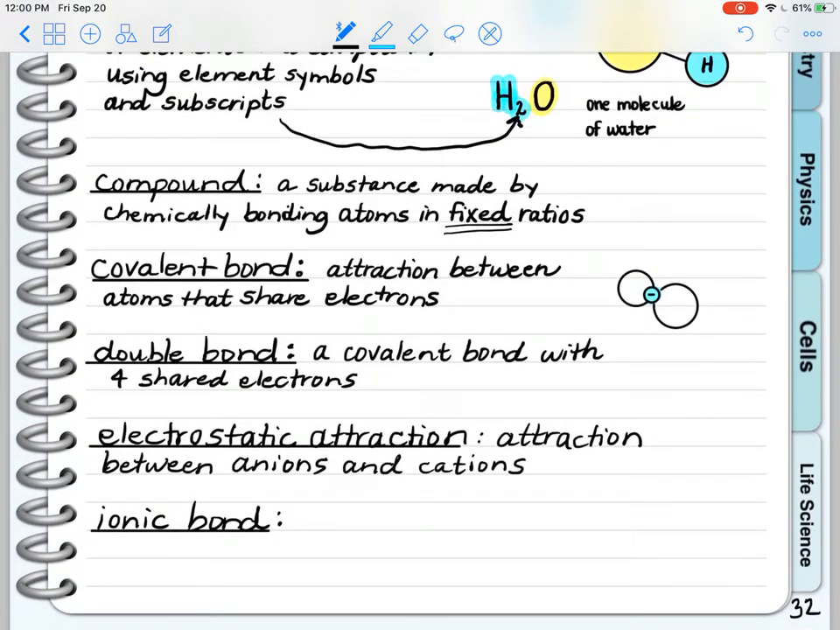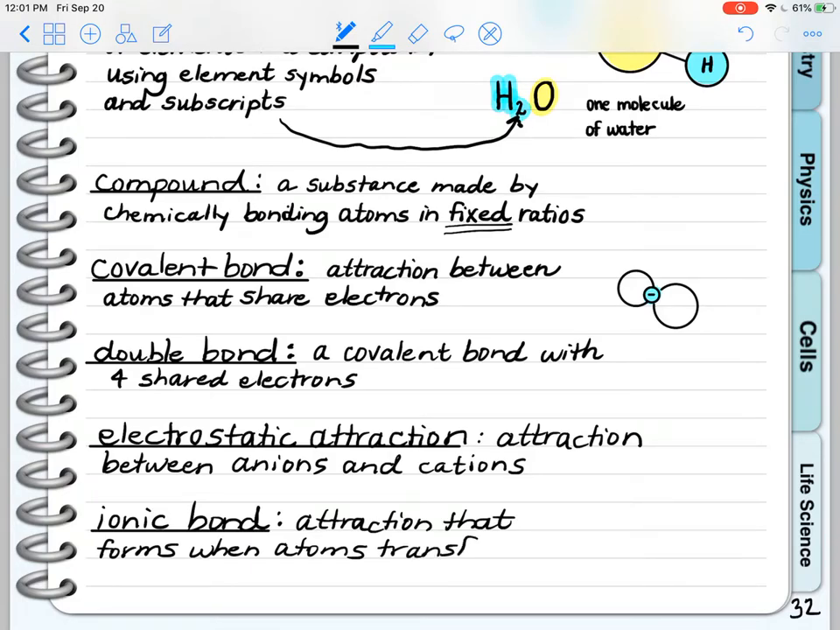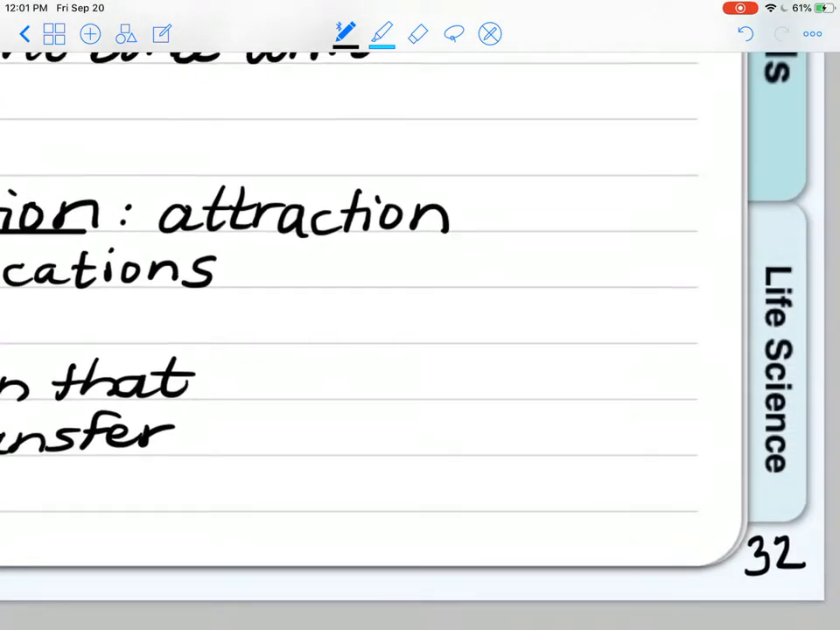So, an ionic bond is an attraction that forms when atoms transfer electrons. And I'll draw you a picture. If you need to stop the video to catch up, please do so. So let me show you how an ionic bond works.